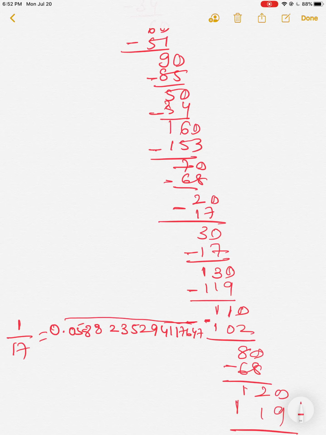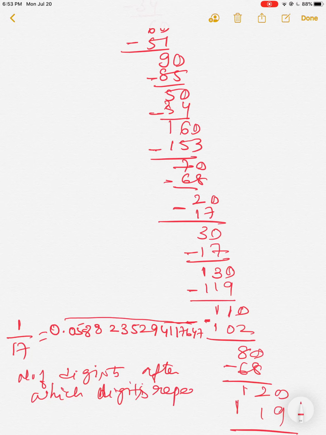So it is asked how many digits are repeated here. So 16 digits. After these 16 digits, you will be getting the same digits. So the number of digits repeated is equal to 16.